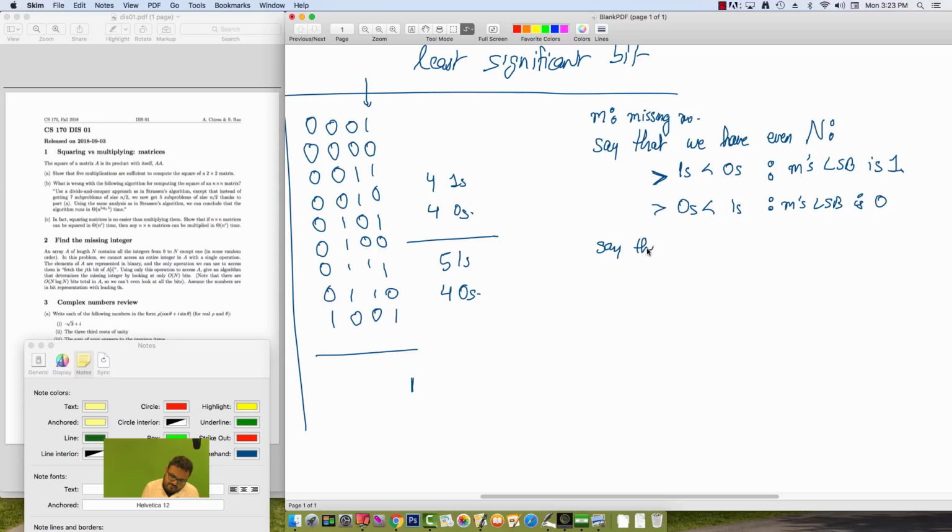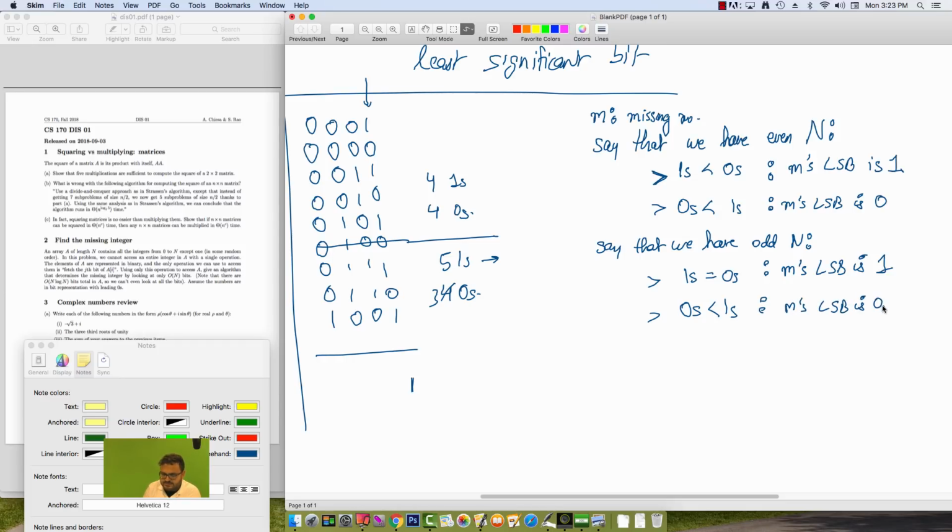And now let's say that we have odd n, right? Two cases. Let's say that m's least significant bit was a 1. In that case, we have 1s equal to zeros. Okay? If this is the case, then we say that m's LSB is 1. And the second case is where we have zeros less than 1s, right? Because let's say that this number was missing. In that case, we would actually just have 3 zeros, so zeros would be less than 1s. If zeros is less than 1s, then m's least significant bit is 0.